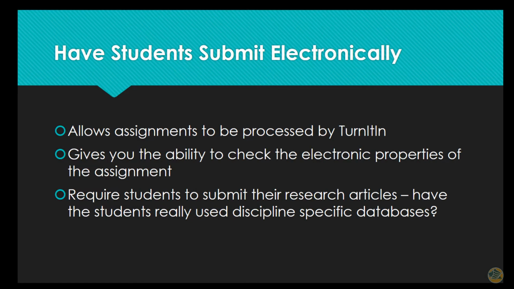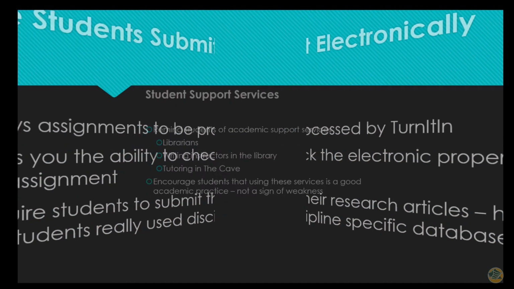Have students submit all or most of their work electronically. Not only does this give you the option of using Turnitin, but you can also look at the electronic properties of the work, the author, the creation date, modified date, etc. In addition, requiring students to submit their background research articles will make it less likely that students will resort to plagiarism.